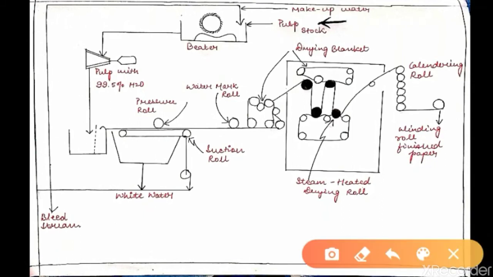We start from the beater. In the beater, the pulp is mechanically disintegrated to make the paper stronger, uniform, and opaque. Now it is taken into a Jordan engine or a conical refiner kind of thing, in which the pulp contains 99.5% water. Here the pulp is deformed, defibered, and dispersed.